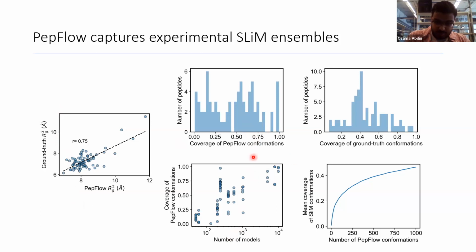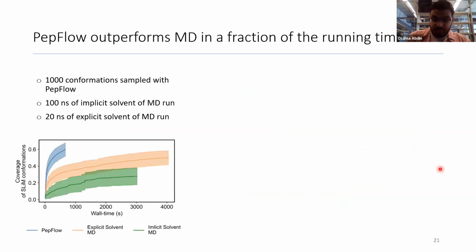So when you have extensive experimental models that capture the peptide ensembles, you tend to have more comprehensive coverage of the PepFlow conformations. Similarly, we found that on average, roughly 40% of ground truth conformations were captured when you sampled 1,000 conformations with PepFlow, and this value is continually increasing as you perform more sampling.